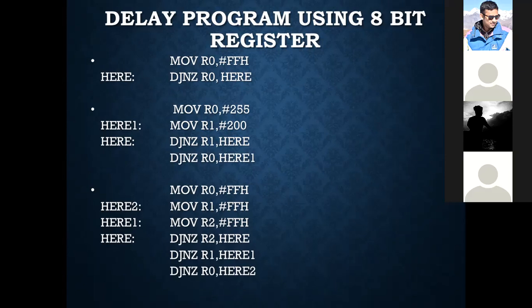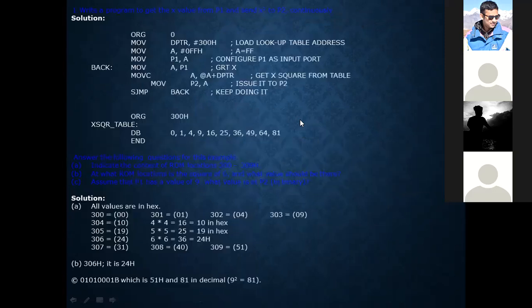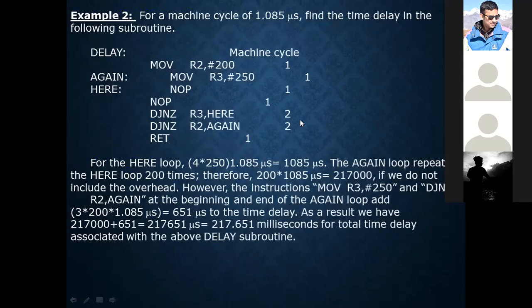Clear? Yes, sir. Now, for the total program, this will also be there, so it will be added. Understood? Up to this, any questions? Sir, why have you added one? Because this instruction has one machine cycle, and to calculate the total delay of the program, this is the delay program, we need to calculate this one also.